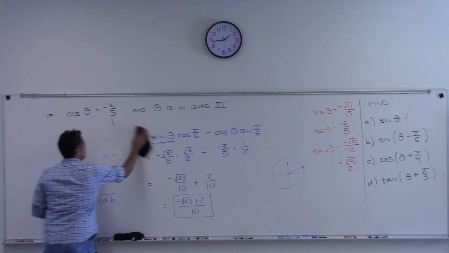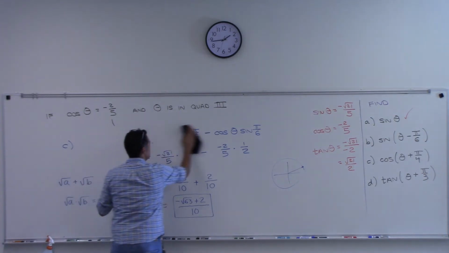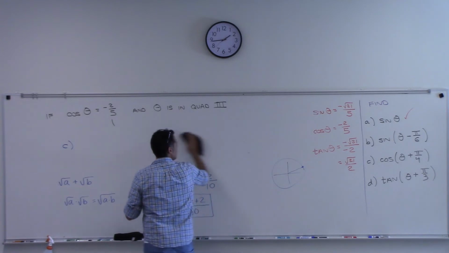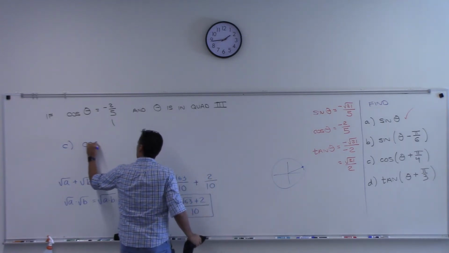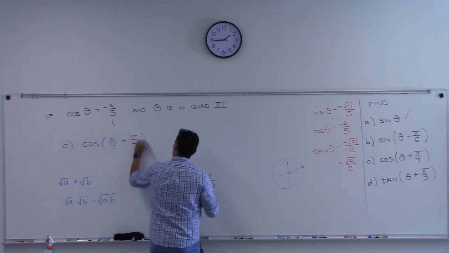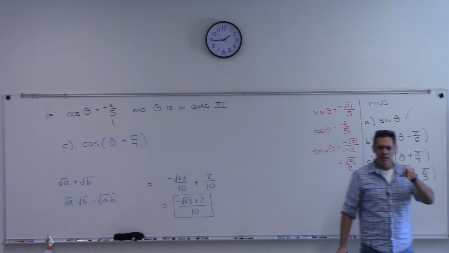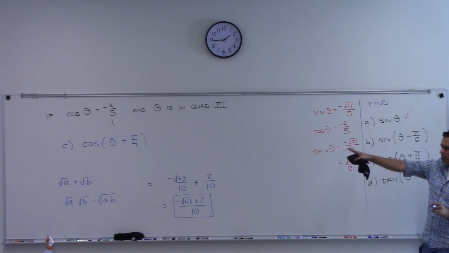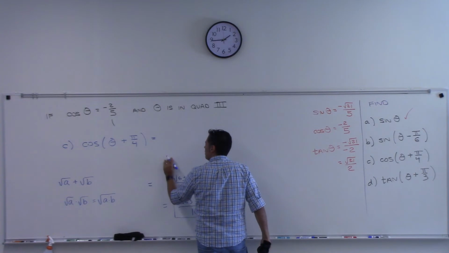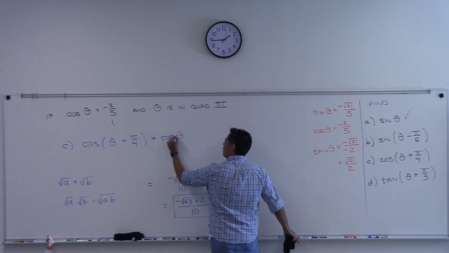All right, let's do part C. For part C here, cosine of theta plus pi over 4. I'm going to use the sum formula for cosine, right? And remember, for cosine, in the formula, it's the opposite of the sign. So if we see a plus there, it's going to be minus. So this should be, who wants to tell me what this is? Like, just read it out. Cosine theta. Cosine theta. Pi over 4.